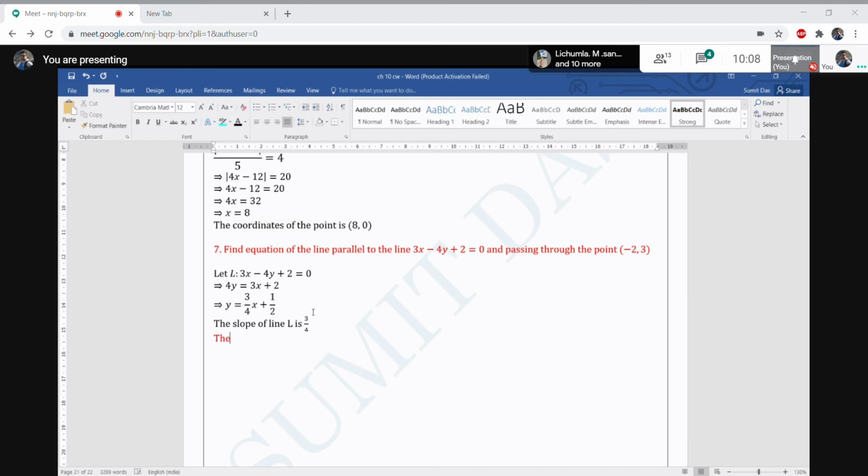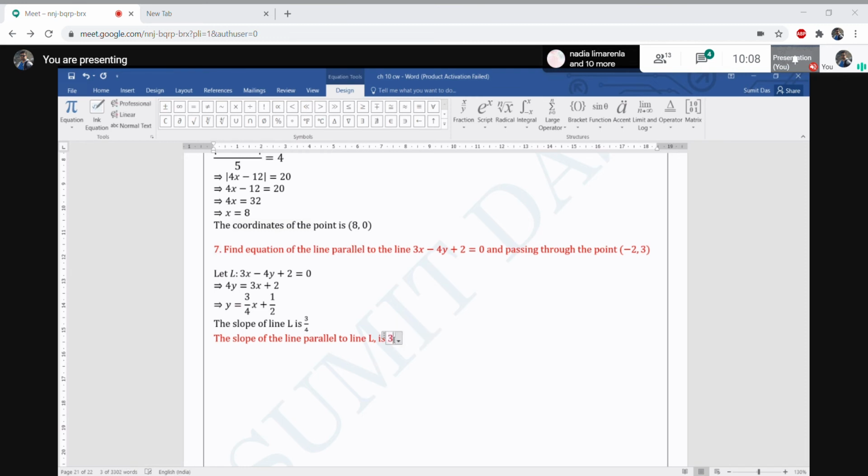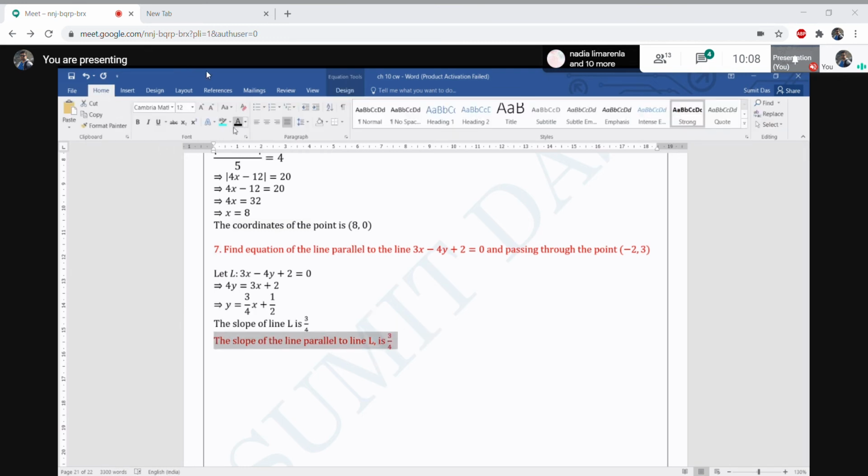The slope of the line parallel to line L is 3 by 4. This is how you have to understand. You have to practice more and more, otherwise it will be very difficult to do this.